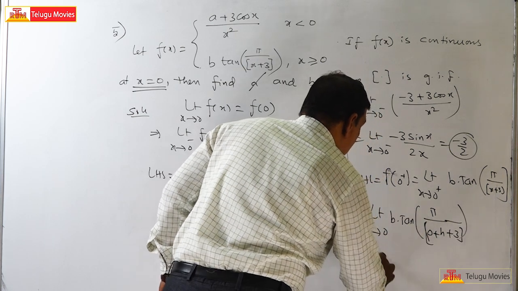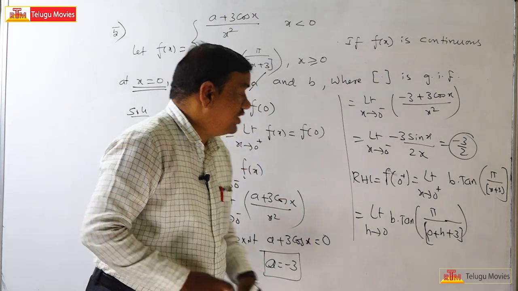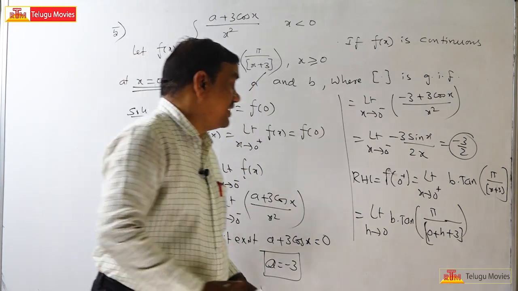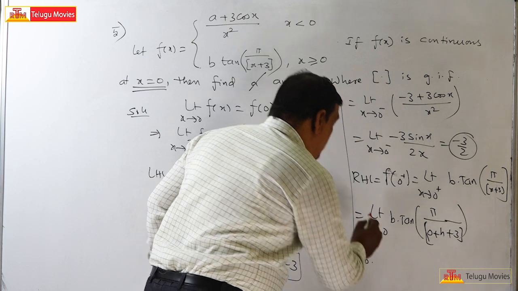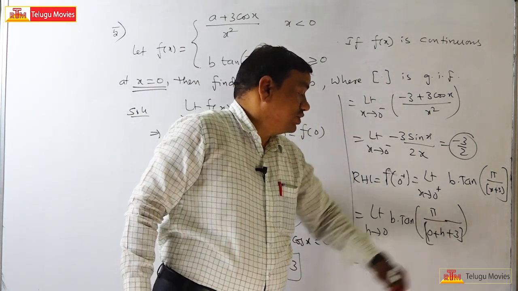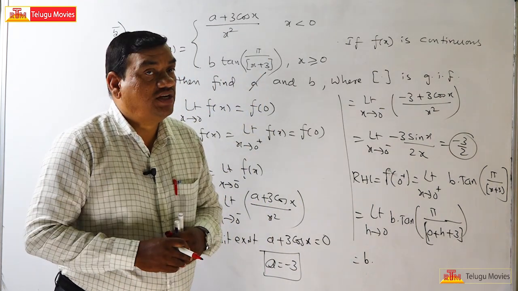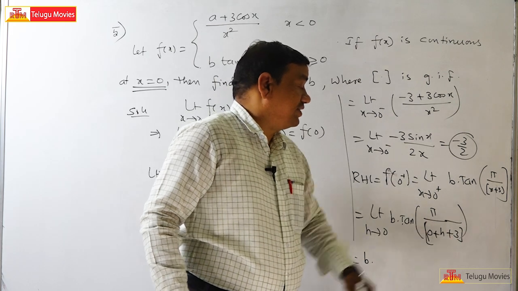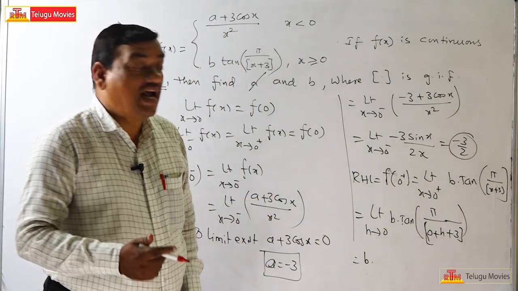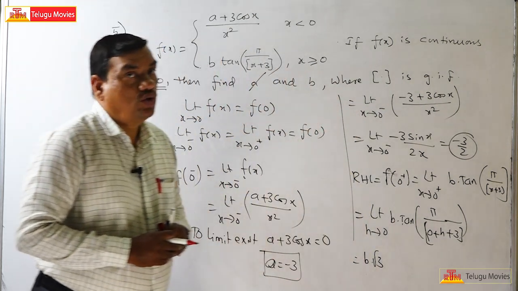Now let us apply h equal to 0. So this is equal to b into tan of pi by step of 0 plus 3, and step of 3 is equal to 3. So tan pi by 3, pi by 3 means 60 degrees, and tan 60 is equal to root 3. So we get b into root 3.